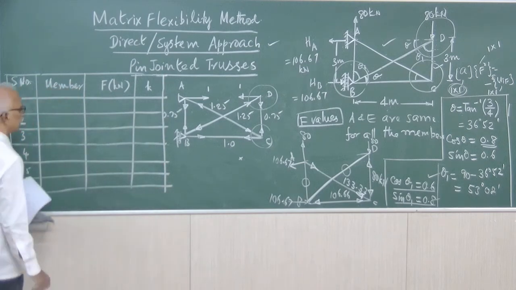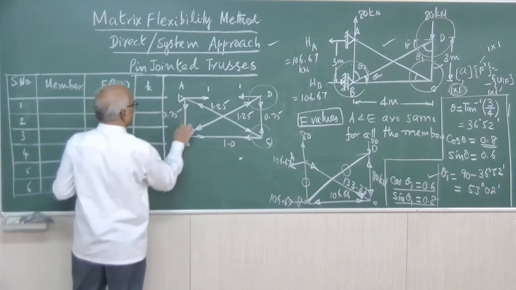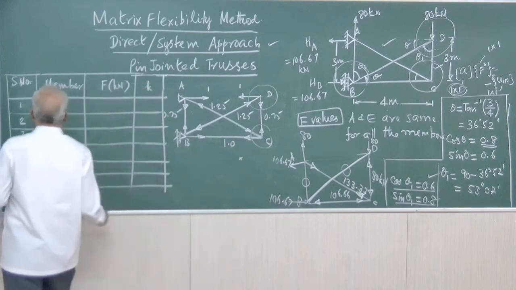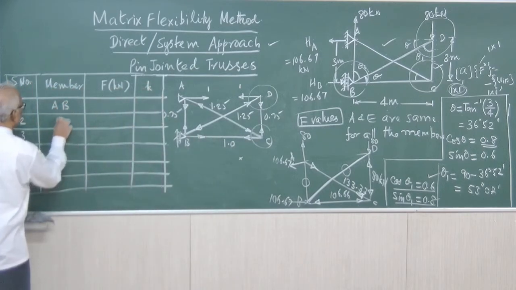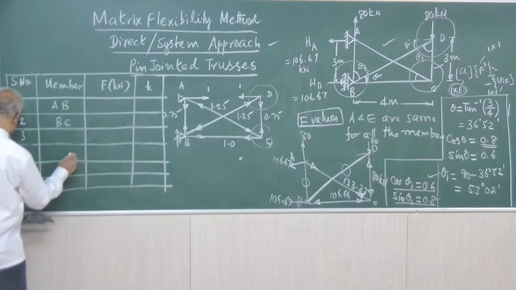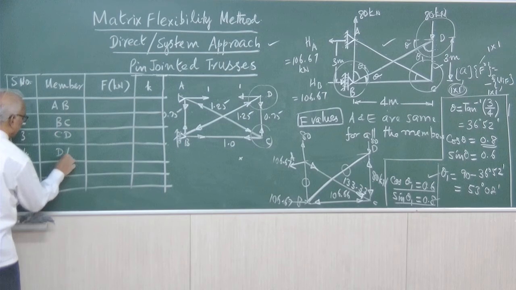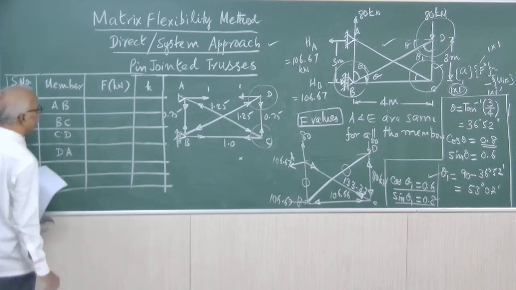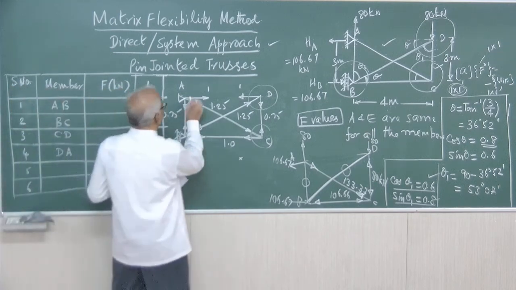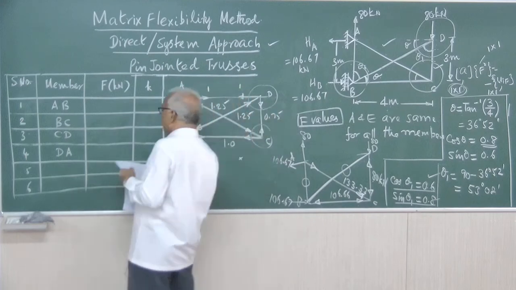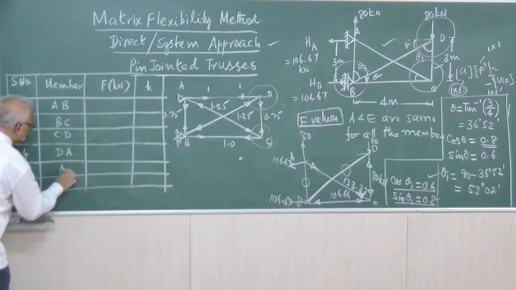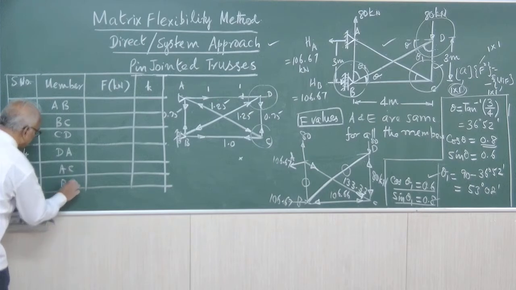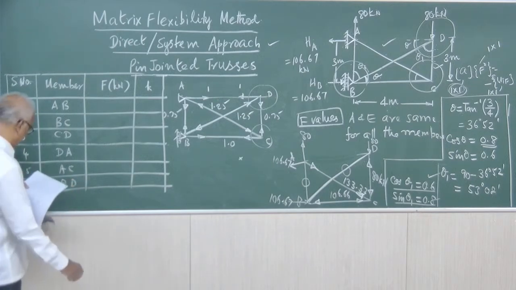So the members are AB, BC, CD, DA. DA is removed, but that has to be included in the tabulation. For DA also, we have to include it in the tabulation. Then the diagonal members AC, and the other one is BD.